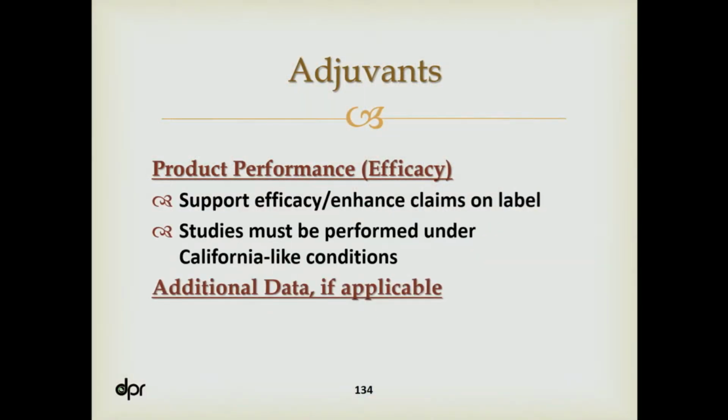Product performance, efficacy on adjuvants, no different than the ag chemicals. You guys may get a little frustrated with that, but just keep in mind, hey, it's no different. We require it, just give it to us. In essence, it's supported just like a regular pesticide product. Whatever claims are on that adjuvant label, we want data to show that it will do what it's supposed to do. And again, just like all the other data, please generate it in California-like conditions if you can. It makes our job easier.